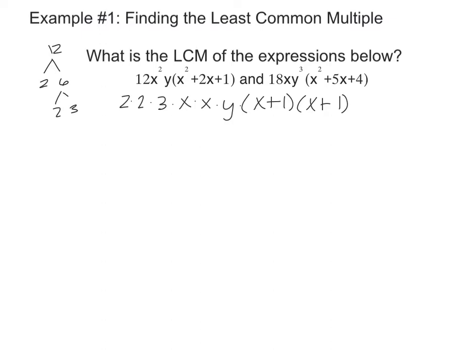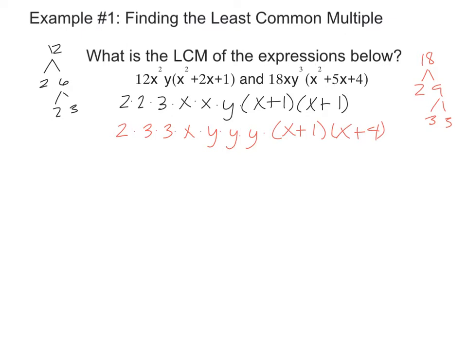Alright, so then if we keep going, 18, I'll do the factor tree over here. 2, 9, 3, 3. That would give me 2 times 3 times 3, 1 x, 3 y's. And x squared plus 5x plus 4 will be x plus 1 and x plus 4.